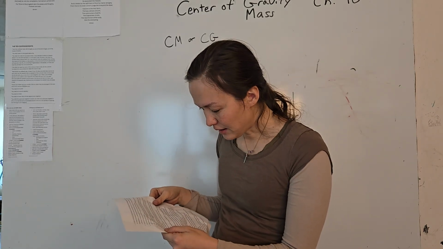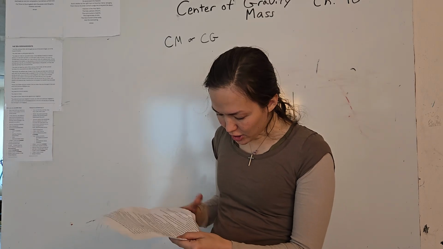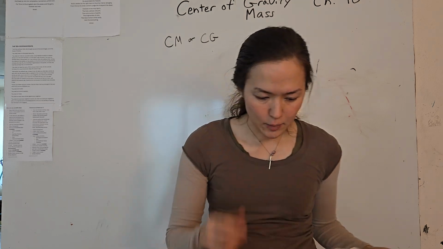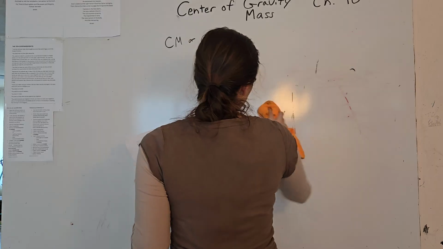Anyway. Okay, we did the tipping. Now we're going to talk about stable and unstable equilibrium. Equilibrium is when something isn't falling over.